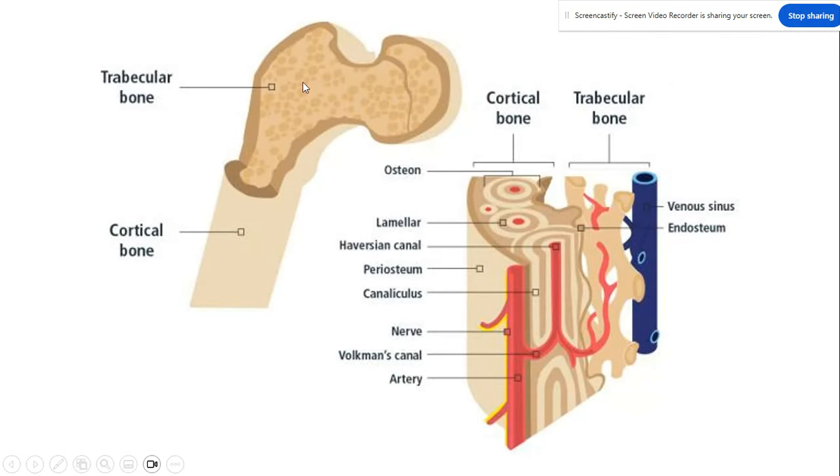So this is trabecular bone, this is cortical bone. This here is cortical bone, and this is trabecular bone, right? Spongy bone, compact bone. Lamellae, this here is the Haversian canal. Outside is the periosteum for protection. This here, canaliculus. Now these are nerves, the yellow color. That here is Volkmann's canal. This is arteries. This here is endosteum. This is venous sinus for drainage.